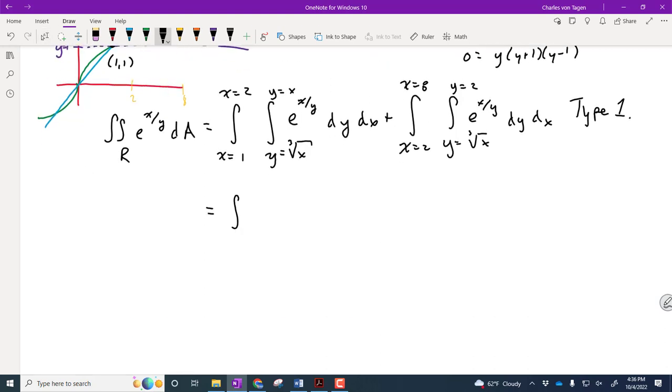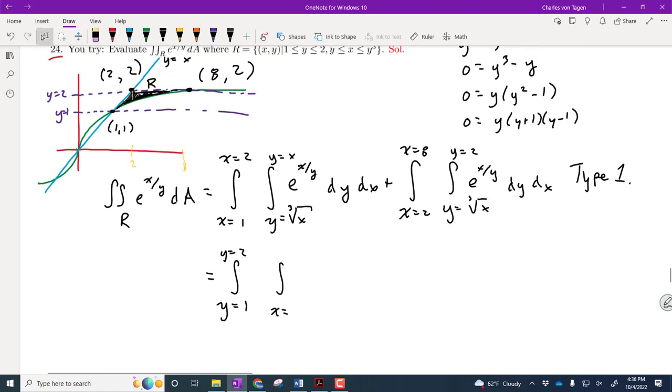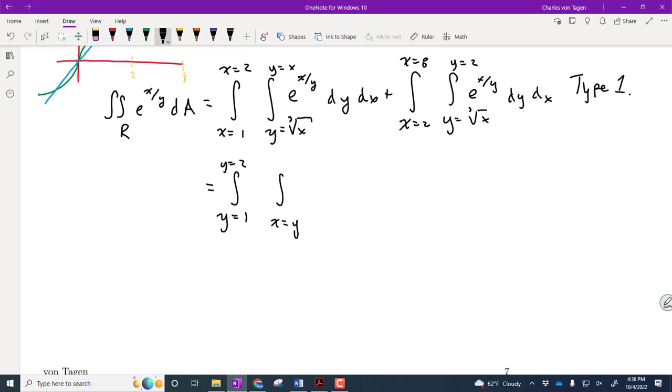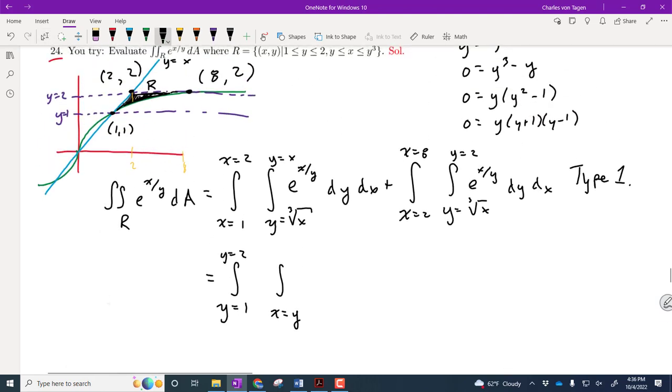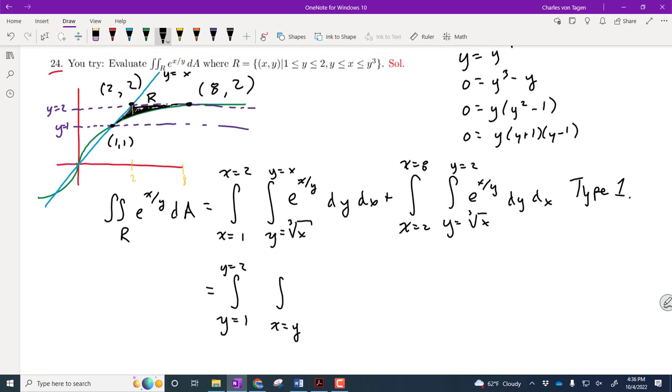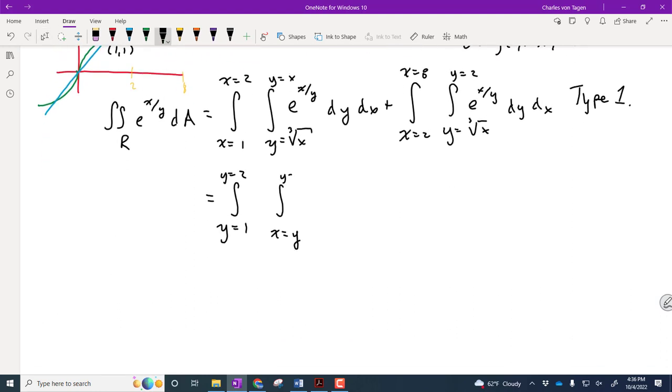So here we go, setting up as a type 2. We're going to go from y equals 1 to y equals 2. x is equal to, so let's see, the leftmost curve is y, and the rightmost curve is the green y cubed curve, x equals y cubed, of our e to the x over y dx dy.